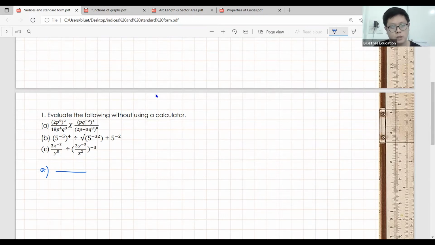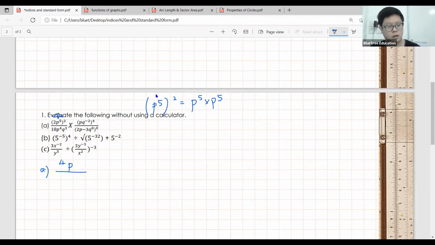Okay? So take note that when you have a whole bracket that's being squared, it means that every term within the bracket has to be squared as well. So this means that you have to square 2. Then p to the power of 5 must be squared as well. And for those who get mixed up with indices, what p to the power of 5, squared really means is you use p to the power of 5, you times another set of p to the power of 5, right?